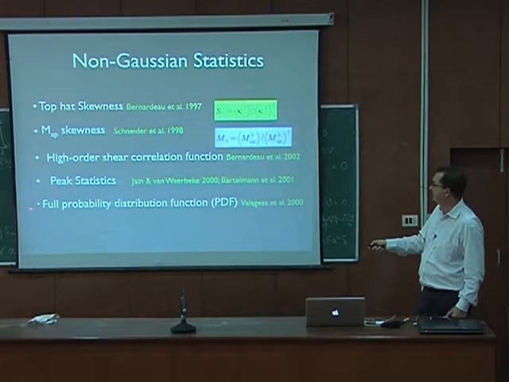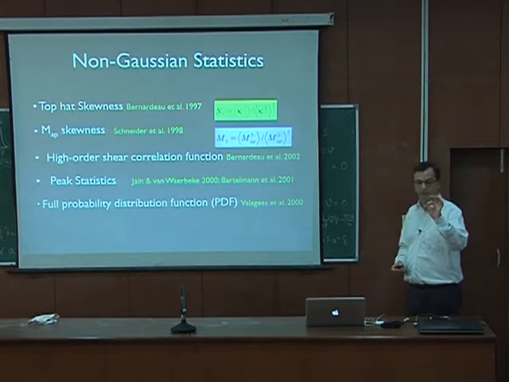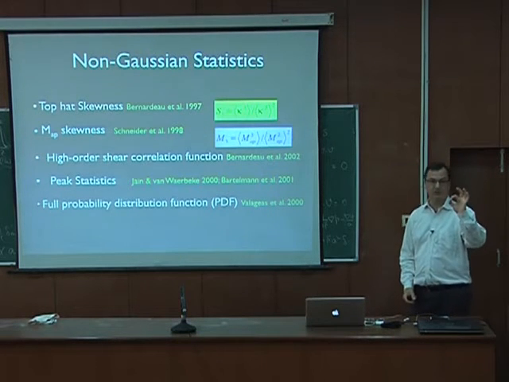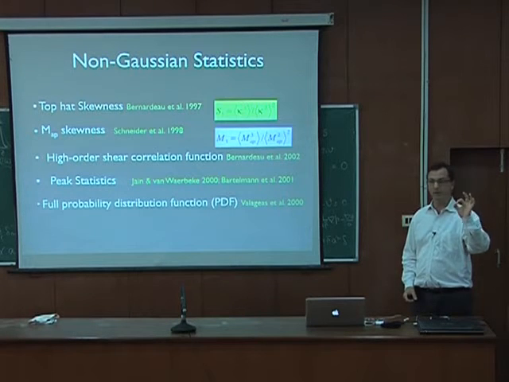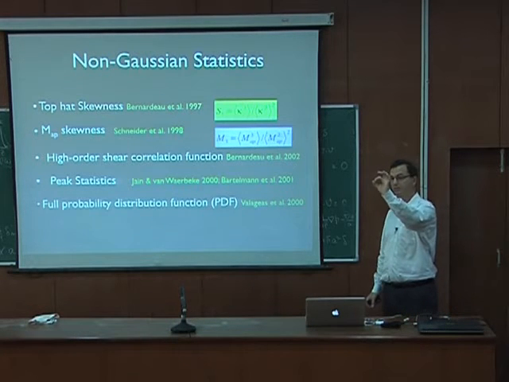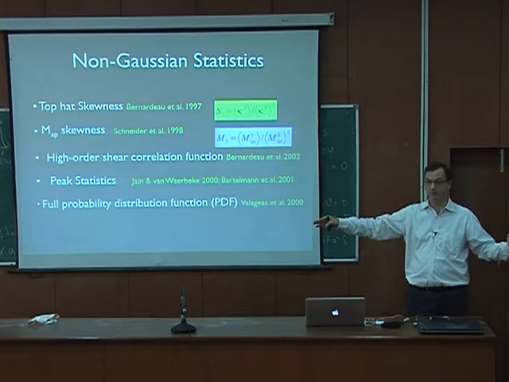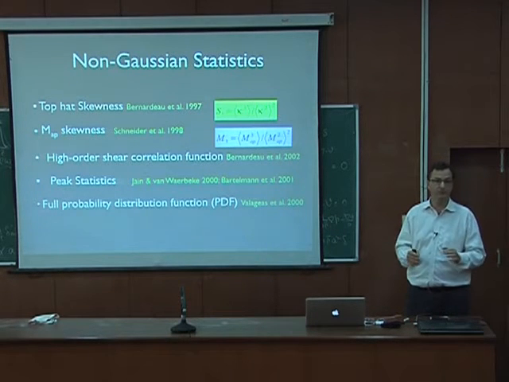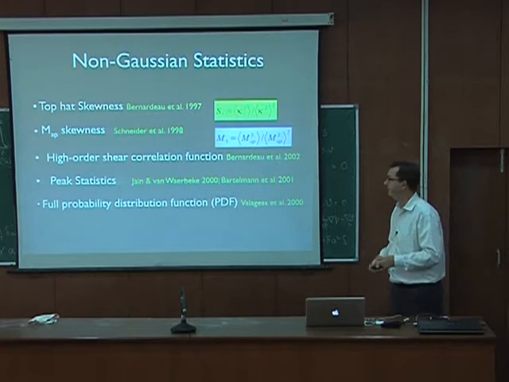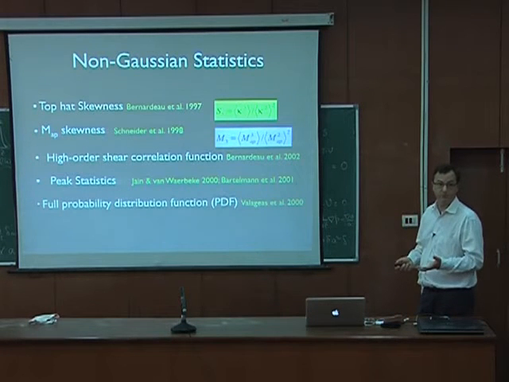Another possibility is to look at the full probability distribution function. So you can look at the value of the shear in, let's say, a circular aperture. Take it, move the aperture, look at somewhere else. You can build a histogram and look at the full shape of the histogram. If it's non-Gaussian, it's not going to be Gaussian, and you can study the shape of that distribution.